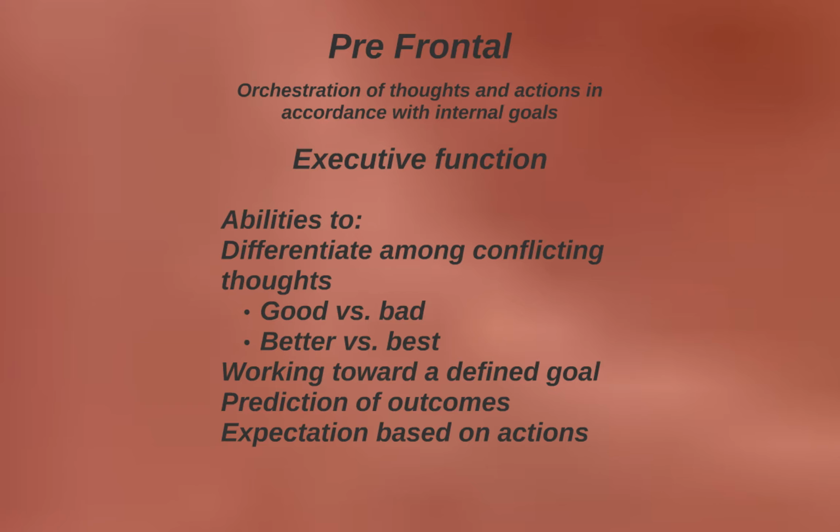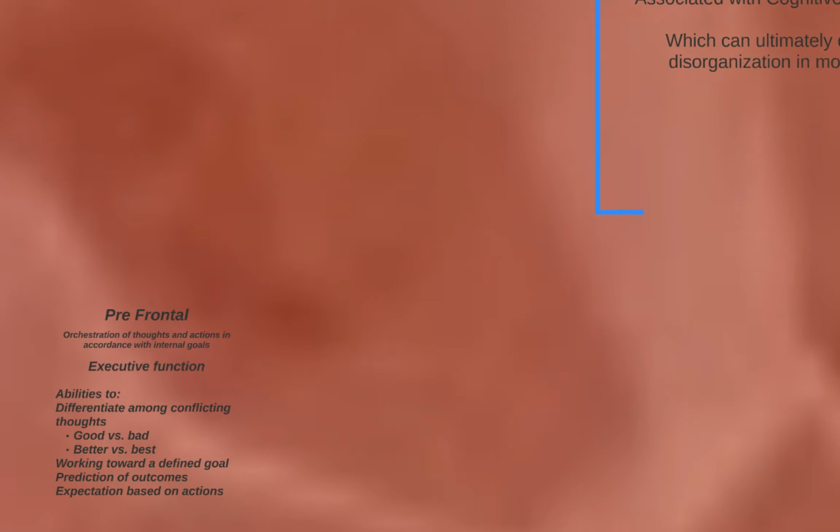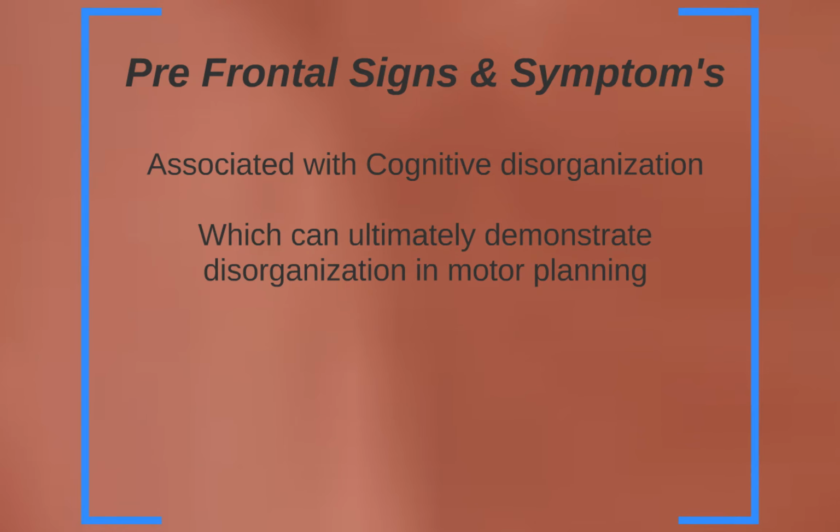Also, the prefrontal lobe is responsible for working towards a defined goal, prediction of your outcomes, and, again, expectations based on actions. So if you were to have a lesion in your prefrontal lobe, you would notice significant cognitive disorganization, inability to have a clear plan, both from a cognitive standpoint, but also from a movement standpoint. So ultimately, prefrontal lesions will demonstrate disorganization in motor planning.